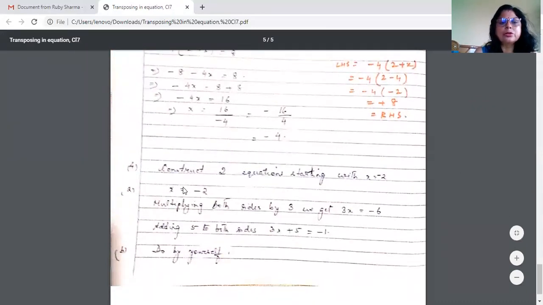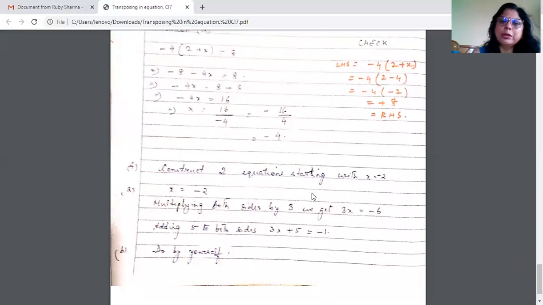This is another question from your textbook. Construct two equations starting with x is equal to minus 2. That means always you are given an equation and you're asked to solve it. Now here they are giving you a solution, the root of the variable. And from there you have to frame an equation. So you can do any equation involving addition, subtraction, multiplication, division.